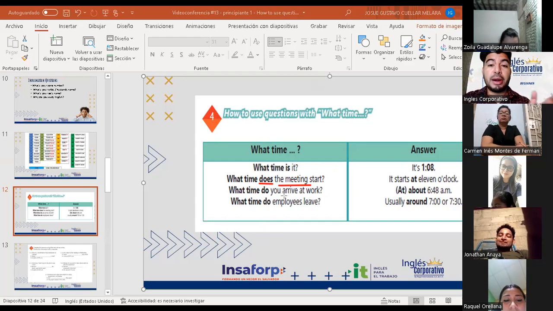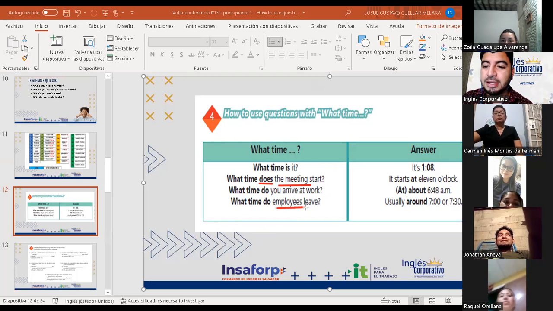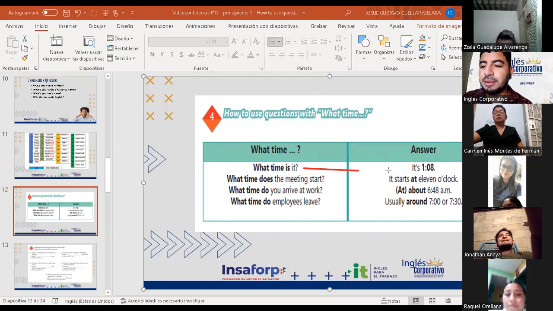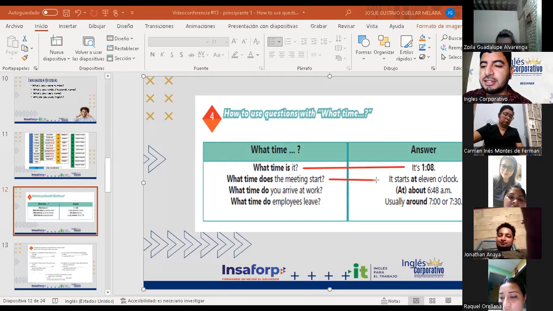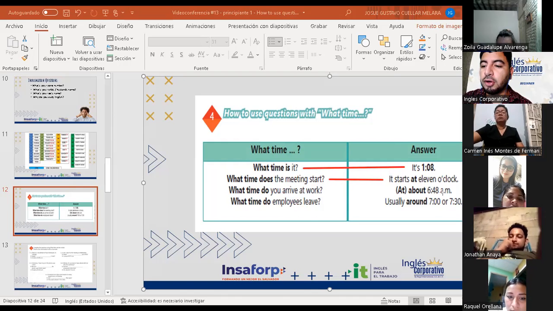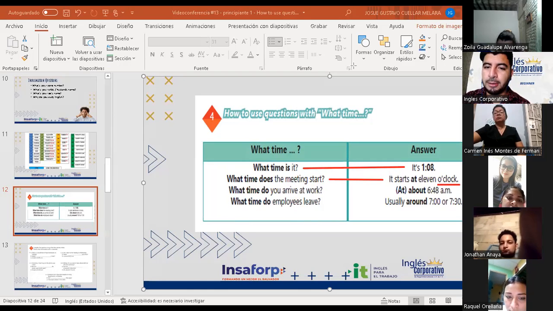What time do you arrive at work? ¿A qué horas llegas al trabajo? What time do employees leave? Le ponemos do porque es en plural, ¿a qué horas salen los empleados? Y cuando le preguntan, what time is it? Tenemos it's 1:08. Fácil. What time does the meeting start? It starts at 11 o'clock. O'clock significa en punto. Por quien no sabe, creo que la mayoría lo sabe. Si no lo saben, anoten.